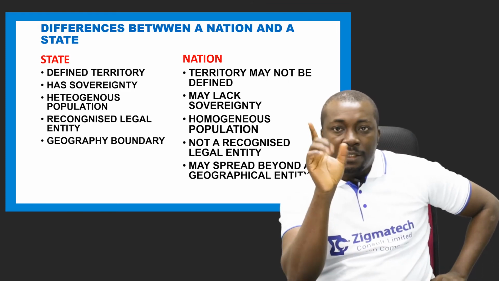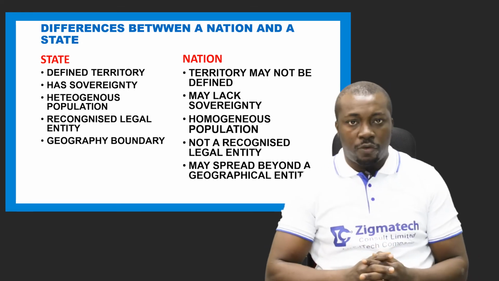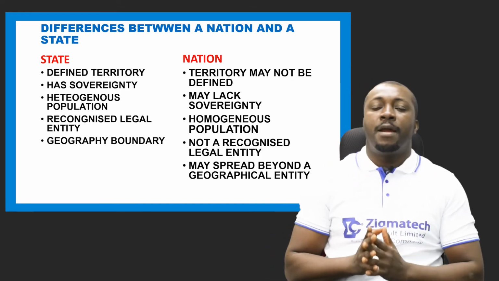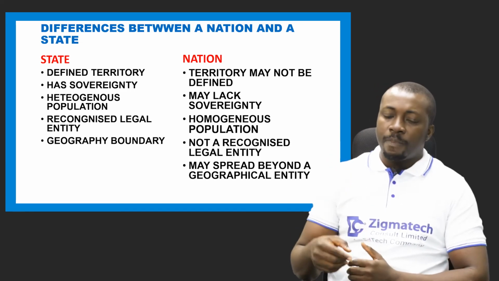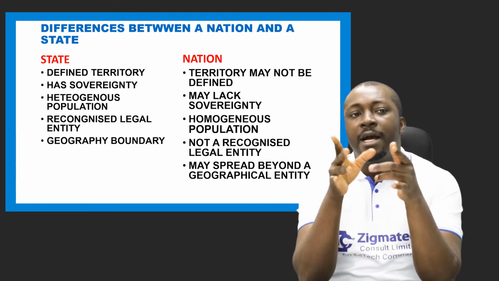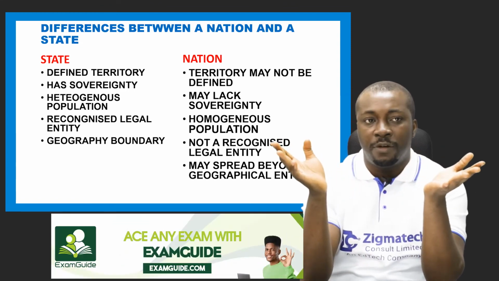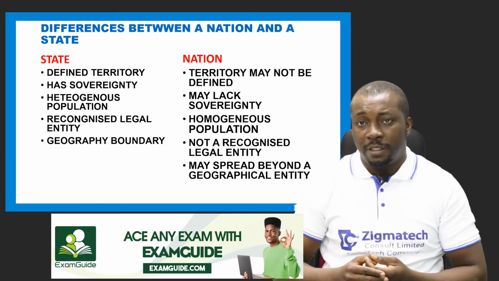Now, a state usually has sovereignty. Before you talk about statehood, there must be sovereignty. Now, a nation may lack sovereignty. This is because nations may be in a state, and each of them will lack that sovereignty because it's only the state binding them that has that sovereignty.